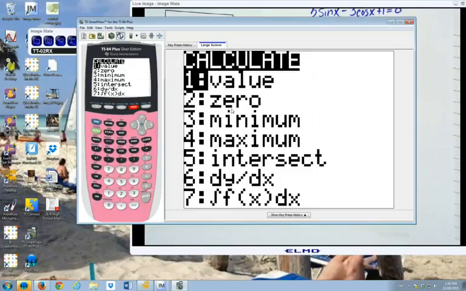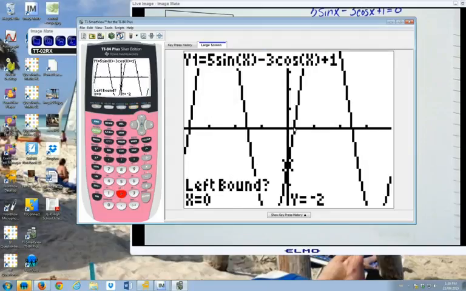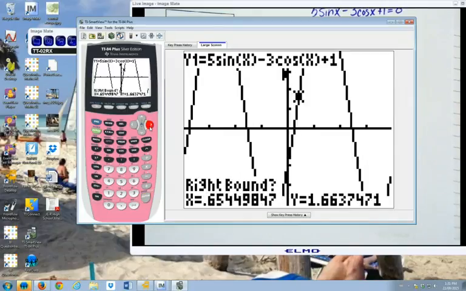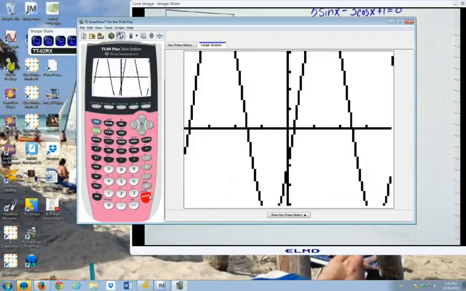But instead of picking intersect, I'm picking 0, number 2. And I'm going to find the first x-intercept, which is this guy right here. As long as my cursor is on the left of that x-intercept, I'm going to hit enter. And now the calculator is asking me, tell me a point that's on the right. So I'm going to move my cursor until I'm somewhere on the right of that x-intercept. What that means is above the graph. And I'm going to hit enter. And it's actually put 2 little arrows here, and the calculator is asking me, is this the one you want to find between these arrows? Because it is, we hit enter a 3rd time.